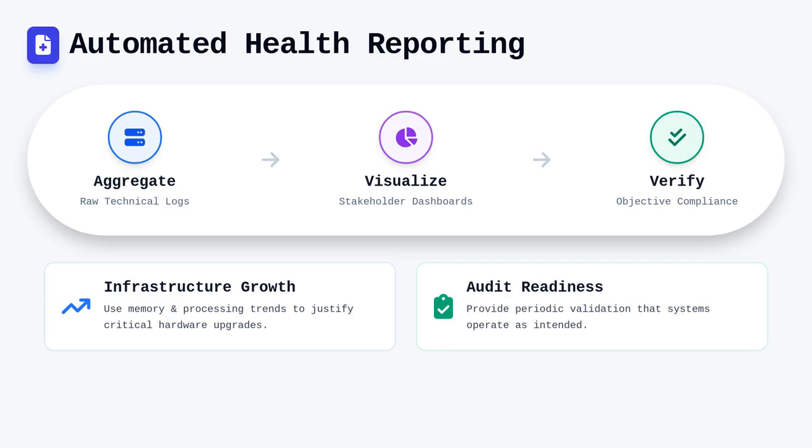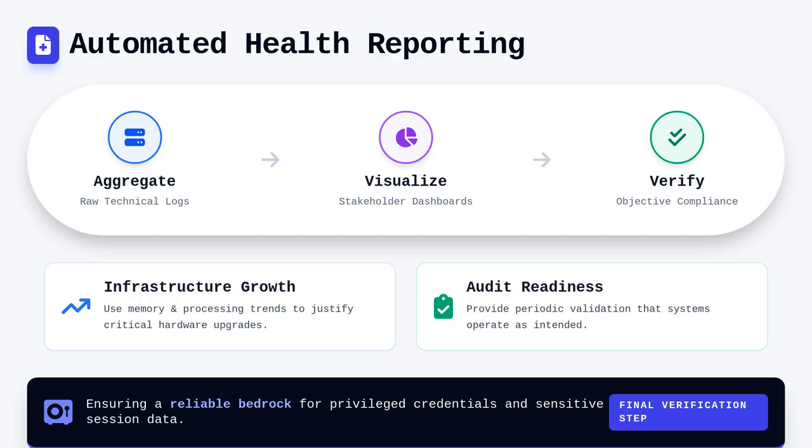Compliance teams often require periodic validation that the infrastructure is operating as intended, and automated reports serve as the objective proof required for these checks. By conducting these audits regularly, you align your technical operations with broader performance benchmarks established during the initial deployment. Maintaining this level of visibility ensures the platform remains a reliable bedrock for your organization's privileged credentials and sensitive session data.